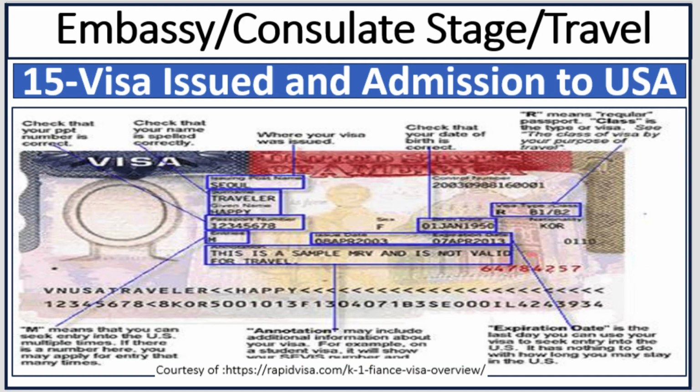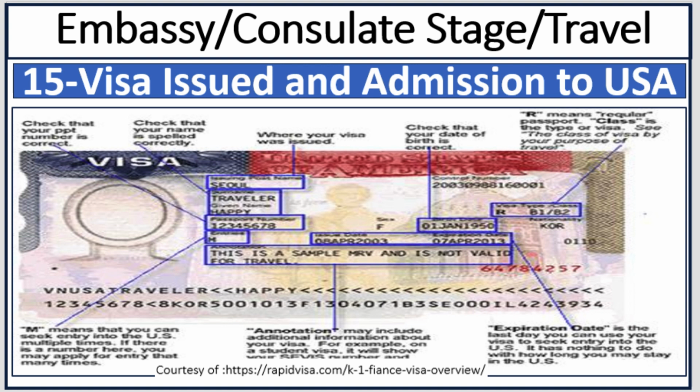So this is going to be step 15, the visa is issued, and now admission to the United States. Now it's time to get your ticket and travel to the United States, because you will have only 90 days to get married after arriving in the United States. So at this point, the embassy or consulate stage is done. When the visa is issued, the consulate and embassy stage is done.